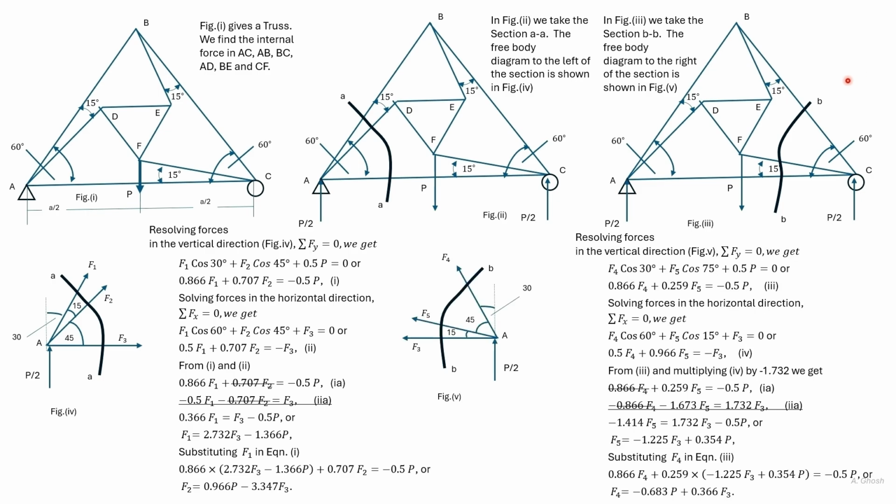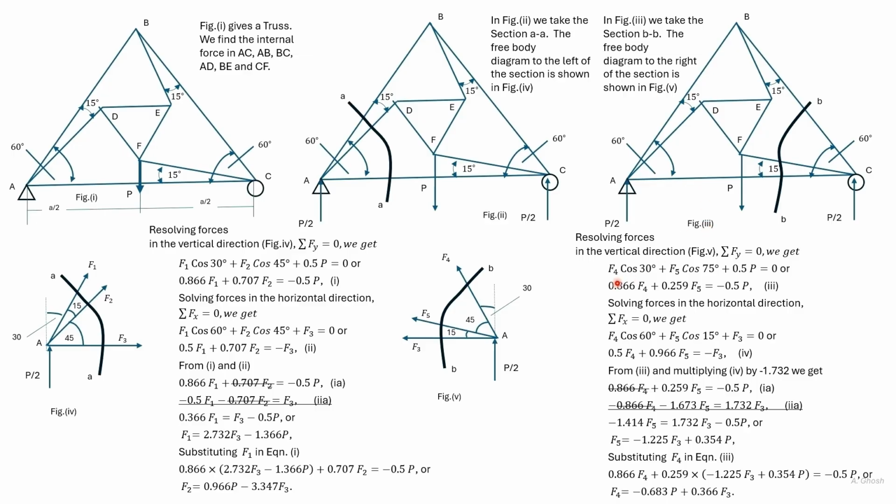Let us now look at section BB. We consider equilibrium of the right-hand portion. Consider forces in the vertical direction. F4 cos 30 plus F5 cos 75 plus P by 2 is equal to 0. Considering equilibrium of forces in the horizontal direction, we see that F4 cos 60 plus F5 cos 15 plus F3 is equal to 0.